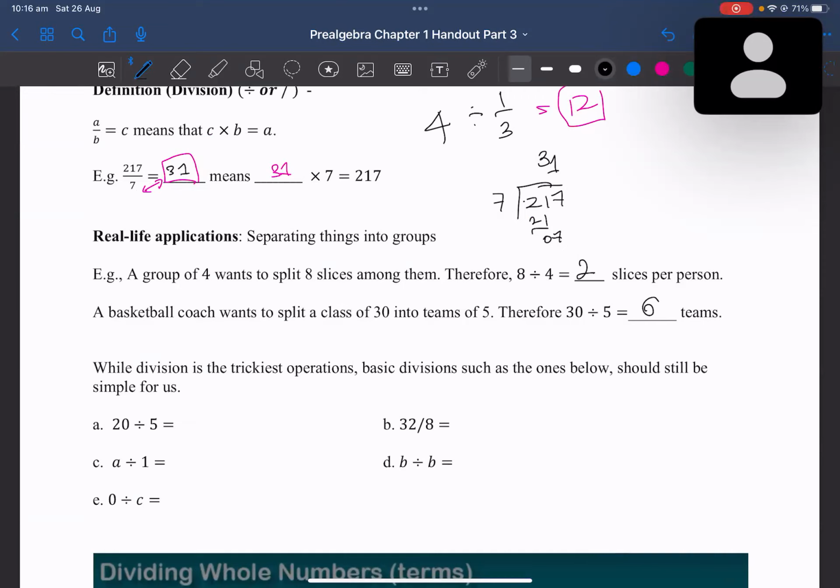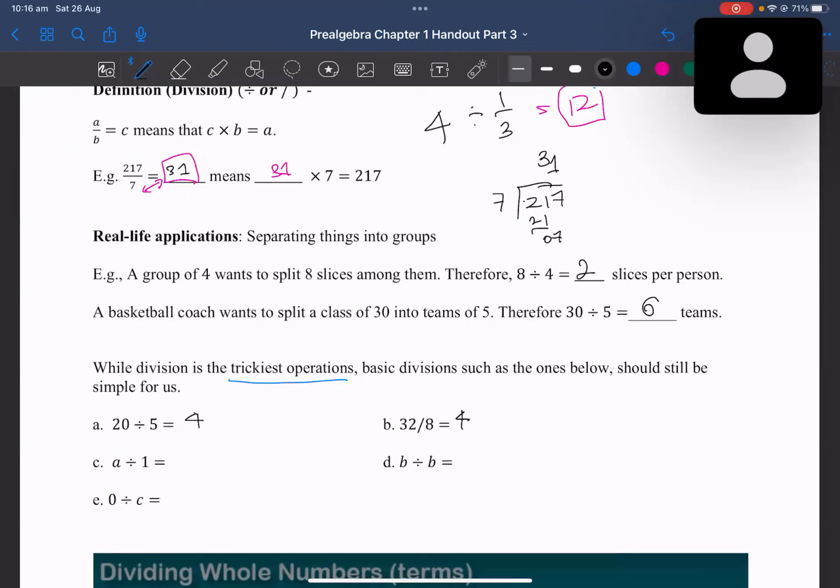So we had to come up with a way to explain this a bit more thoroughly and properly. I think you guys all agree that division is the trickiest operation out of the 4 basic ones. But even though it's tricky, basic division should still be simple for you guys, right? For example, 20 divided by 5 is 4. 32 divided by 8 is also 4.